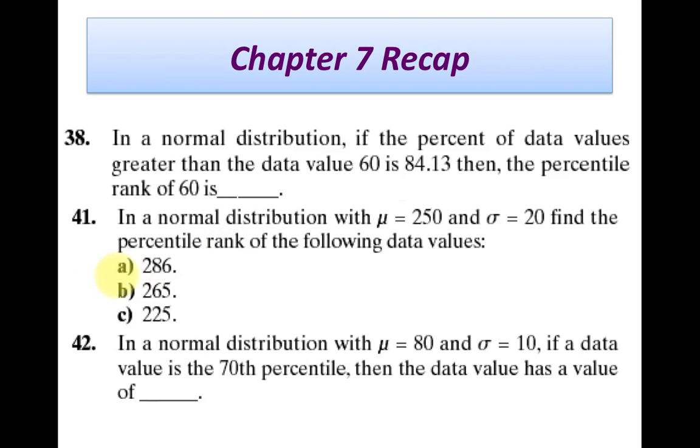Okay, so for each of these questions, you're going to be finding a proportion of area, which is going to be found with normal CDF.